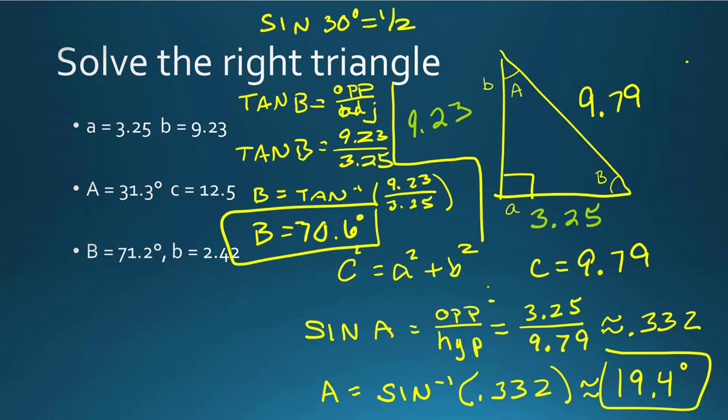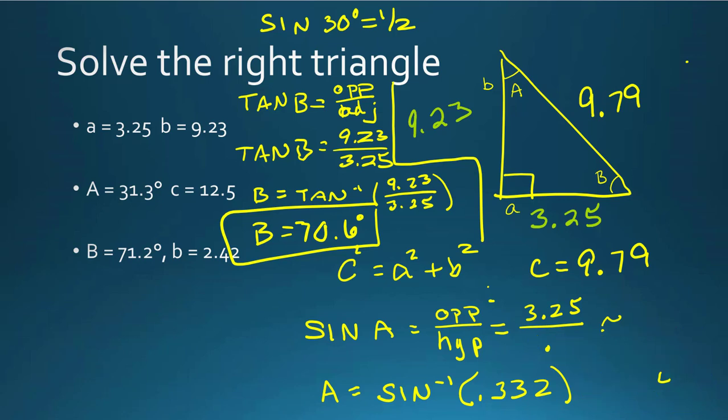So when it says solve the right triangle, if it's giving you a side and a side, it wants you to find the remaining angles and the hypotenuse. Got it? Okay, that was super fun and kind of a mess. So let's see if we can keep this next one a little bit more clear.